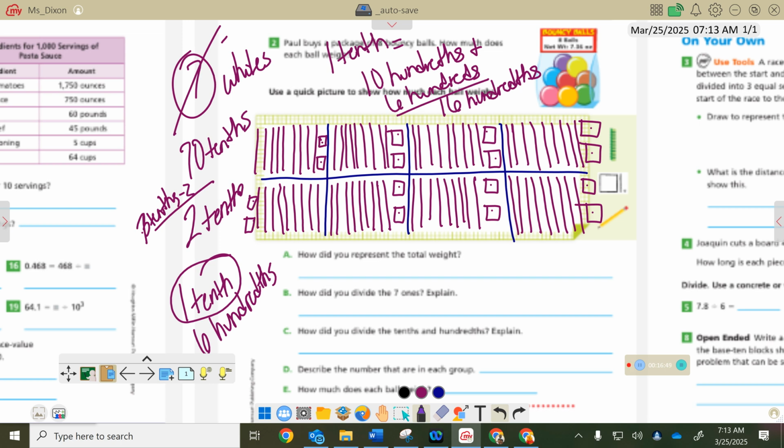So the rods that we have represent 70 tenths, which is the 7 wholes in our number. 2 of the rods is 2 of the 3 tenths. That left us with 1 tenth and some hundredths left over. We regrouped our tenth into 10 hundredths so that we had 16 hundredths to evenly share among our 8 bouncy balls.